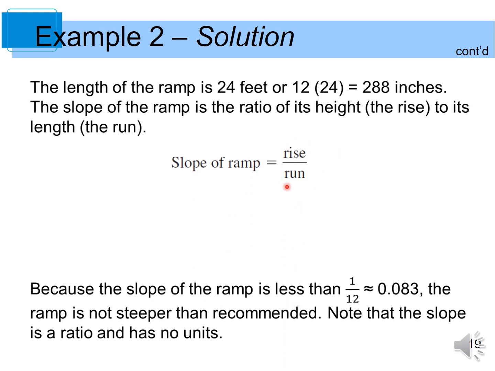Based on the slope formula, you substitute the value, and then you get 0.076. Then because the slope of the ramp is less than the given value 1/12, where 1/12 is 0.083, the ramp is not steeper than recommended. The slope is a ratio and has no unit.